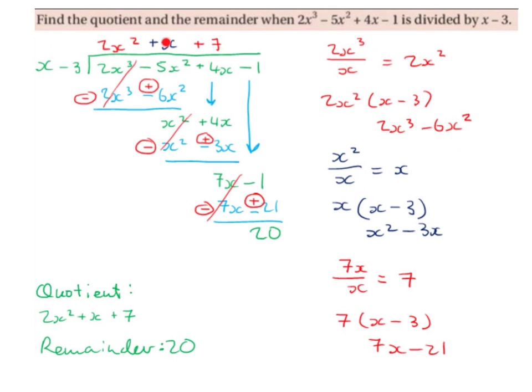So that's the second part of my answer. So that x comes up here. And then I'm going to multiply that x by what's outside my bus stop, which is x minus 3. And I end up getting x squared minus 3x, which I write down over here.